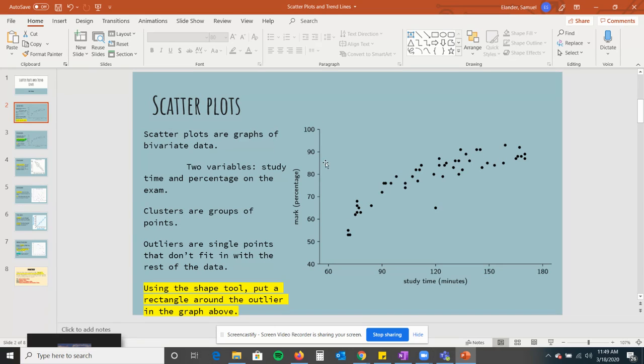Scatter plots are graphs of bivariate data. Again, the prefix bi means two, and variate means variables. So this just means two variables. What are our two variables? Well, we have an x-axis going horizontally and a vertical axis going vertically. In this case, it looks like we have study time in minutes, and this is mark in percentage, like score in percentage.